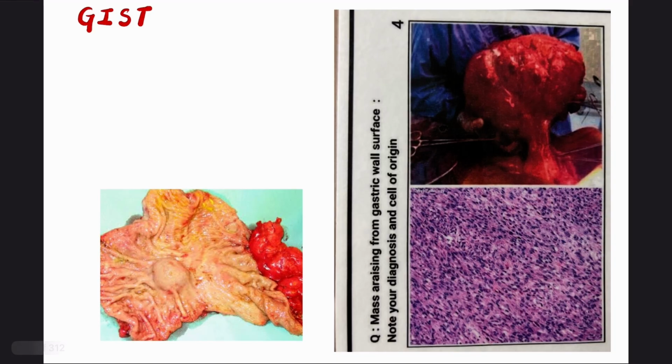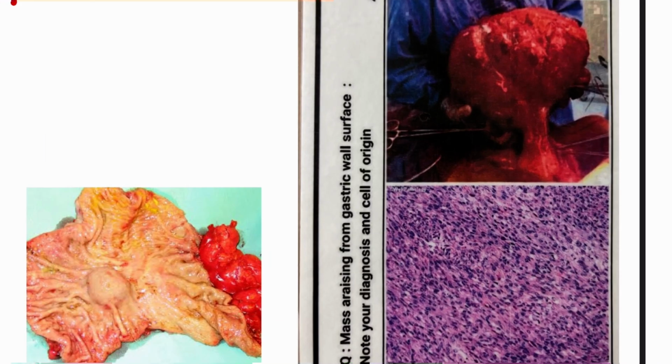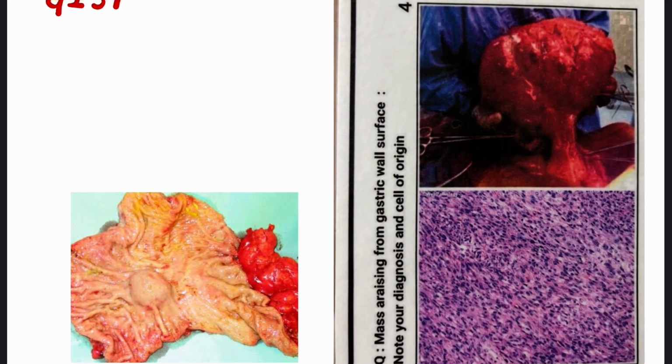This is also given as a common spotter chart in the practical vivas. The chart shows a huge mass said to arise from the gastric wall surface. They ask you to give your diagnosis and the cell of origin. So let us begin the topic.